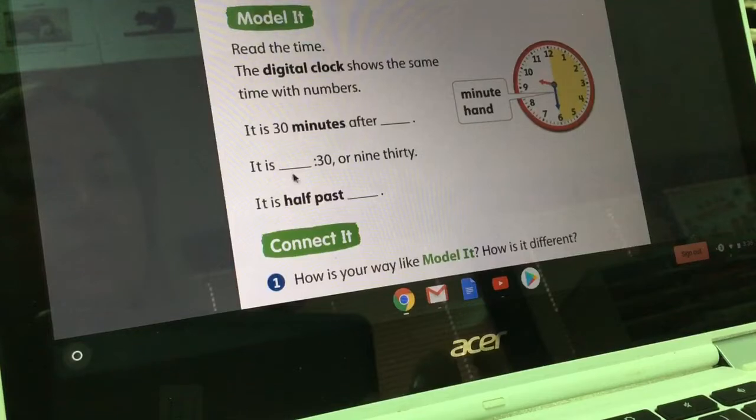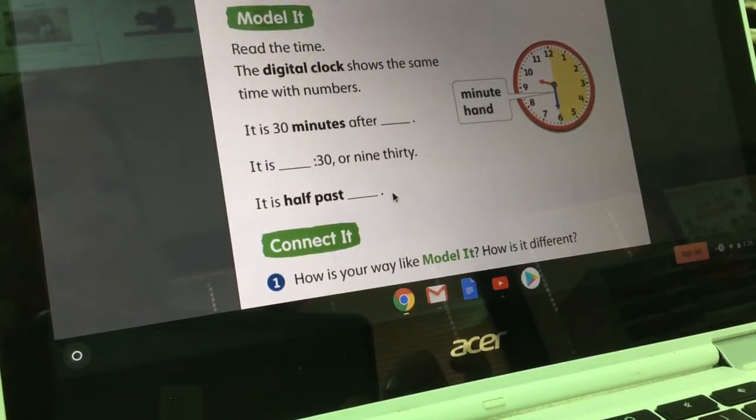It is 30 or 9:30. Let me read that again. It is 30 or 9:30. Well, I heard a 9 here. It must mean a 9 goes here. Let me see if that would make sense. It is 9:30 or 9:30. Yeah, let's put the digit or numeral 9 on this line here to show 9:30. This is just another way of saying or writing 9:30, spelling it out with words.